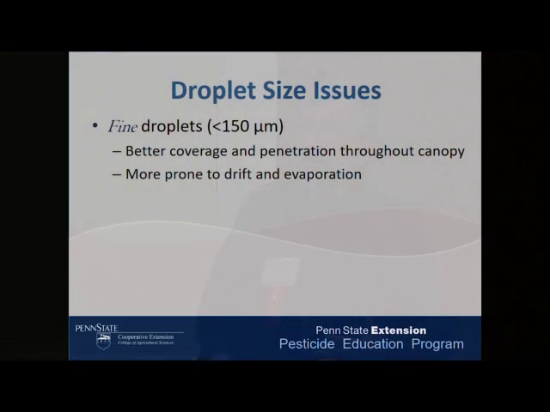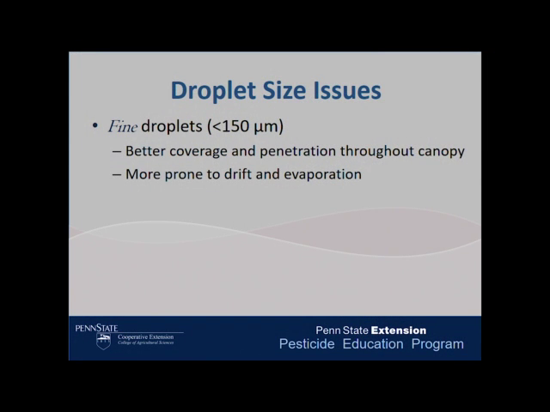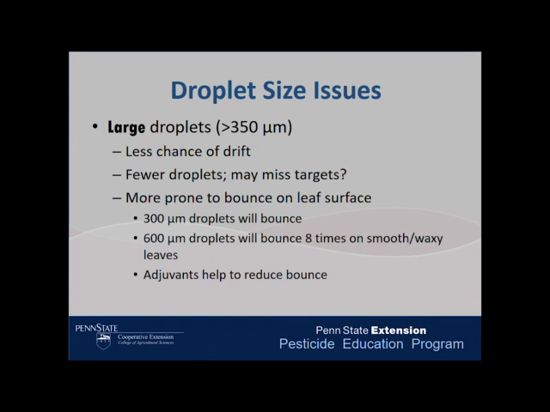Okay, there it goes. Fine droplets we consider less than 150 microns. We do get better coverage and penetration through a canopy where that's necessary, but they are more prone to drift and evaporation. Large droplets we consider above 350 microns. You have less chance of drift, but certainly you have fewer droplets and we may miss the targets.